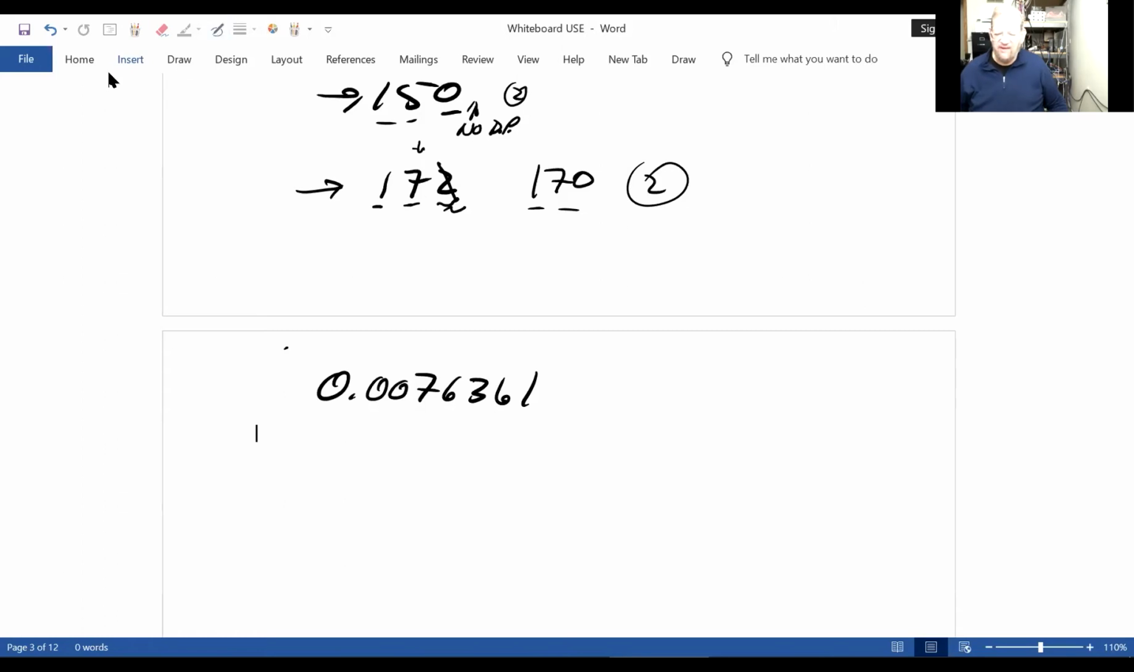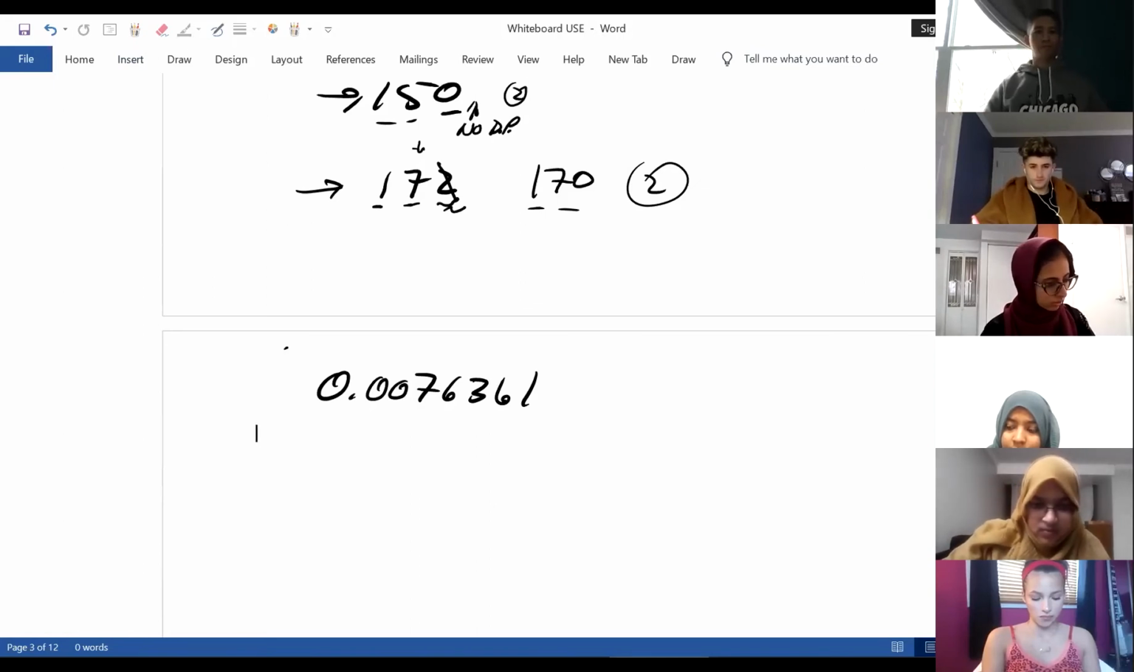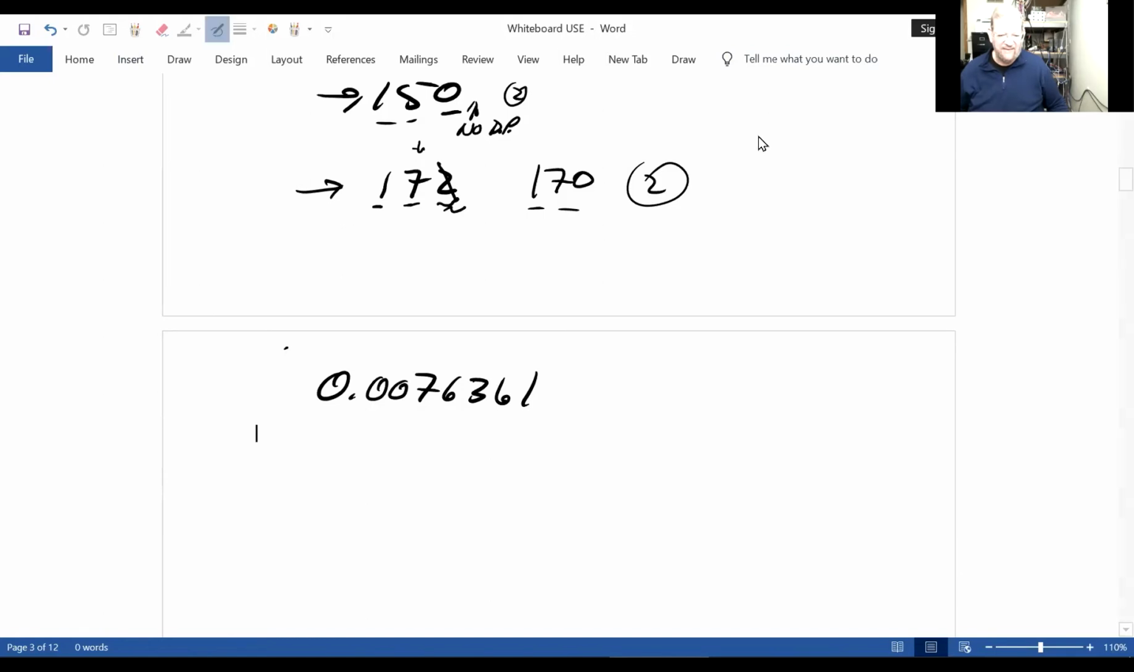So let's look at this number. And let me quick check with my thumbs up, people. Everybody see that number on the screen? 0.00. Thank you. All right. Question is, how do you round this off to 4 significant figures?